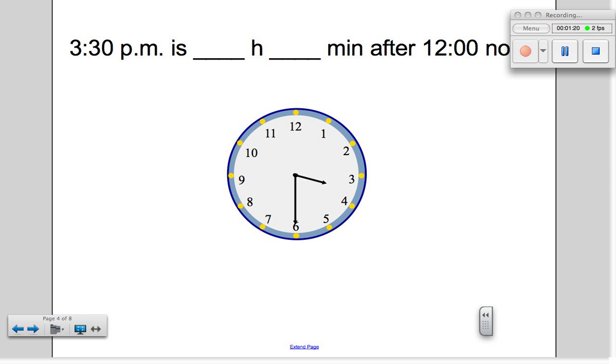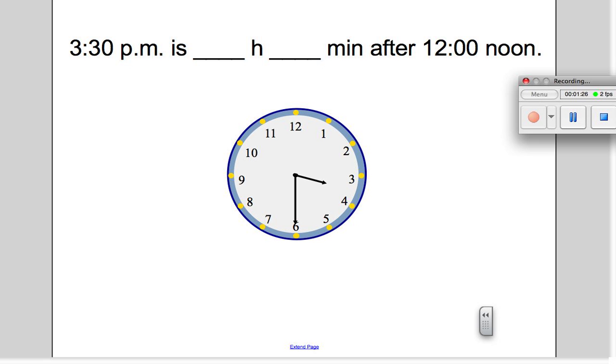3:30 p.m. is how many hours and minutes after 12 o'clock noon? This one is slightly more difficult than the last problem because we now have to calculate not only how many hours have passed, but how many minutes as well. Let's start at 12 o'clock noon. We know from noon to 3 o'clock p.m., 3 hours have passed. That takes us to 3 o'clock, and we need to get to 3:30. From 3 o'clock to 3:30, 30 minutes have passed. So we know that 3 hours and 30 minutes have passed from 12 o'clock noon to 3:30 p.m.